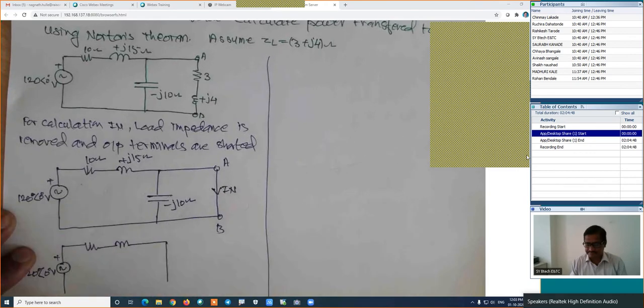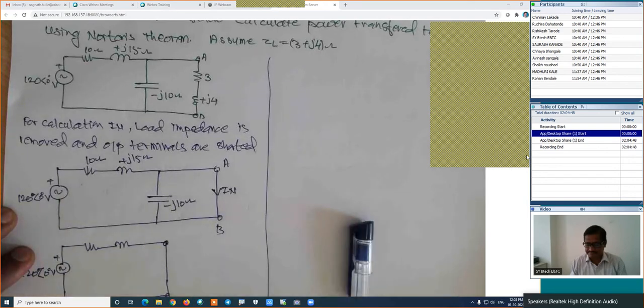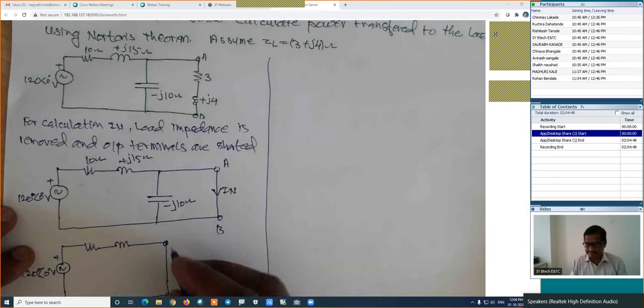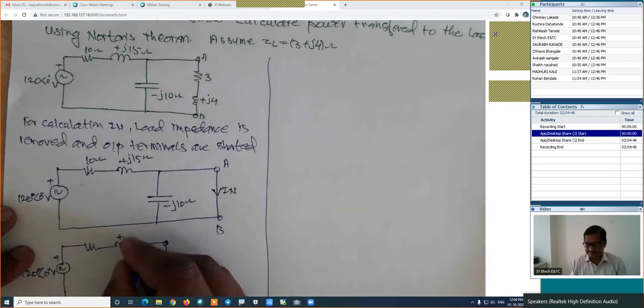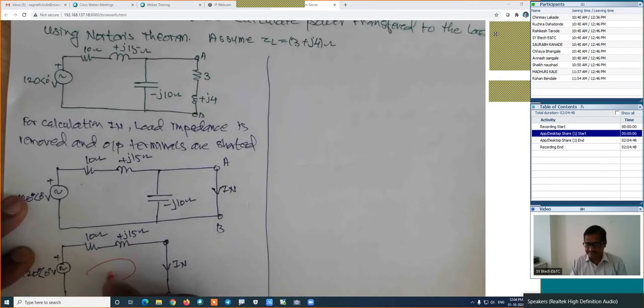Now look at how the calculations become simple if we use the concept. Otherwise, we have to use the two equations and then Cramer's rule for the calculation of the current, because delta 1 upon delta and so on. We are interested in this current, which is IN, Norton's current. This value is plus J15 ohm, this value is 10 ohm, and this current I will call I1.